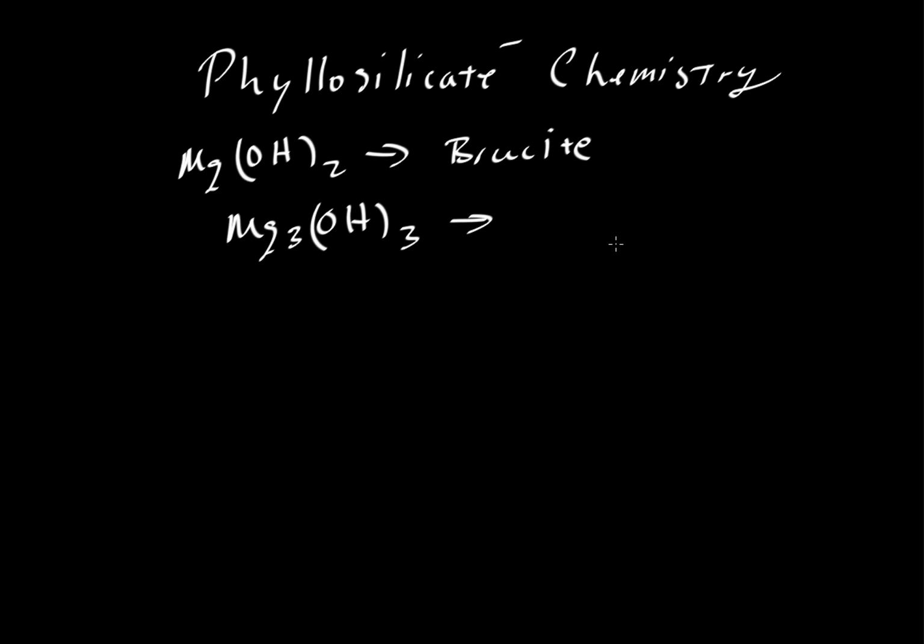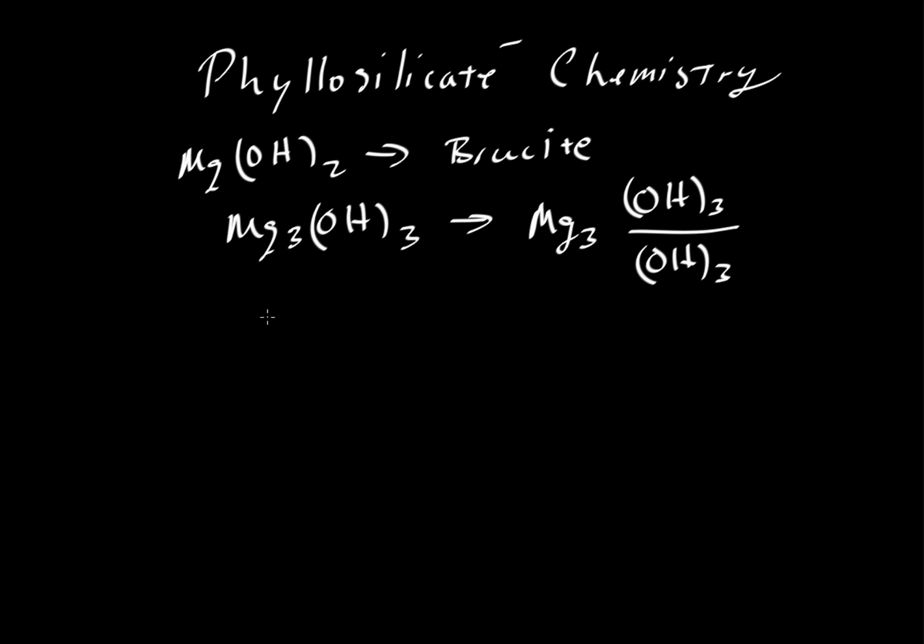And the reason we do that is so we can use this clever little technique shown in the textbook by Klein and Dutrow to illustrate the structure of brucite, which can be written as Mg3, and then (OH)3 on top, a little fraction sign, and then (OH)3 on the bottom. This is not really a fraction. This is really meant to indicate structure.